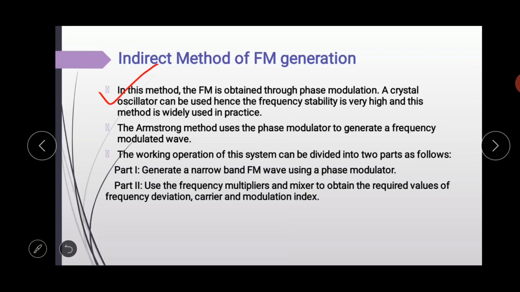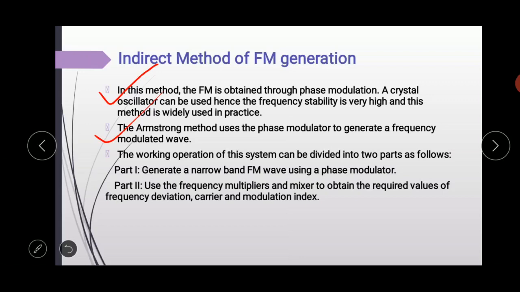In this method, the FM is obtained through phase modulation. Because of that, this method is known as indirect. Here, we do not generate the FM signal directly. A crystal oscillator can be used here. Hence, the frequency stability is very high and this method is very widely used. The Armstrong method uses the phase modulator to generate a frequency modulated wave.